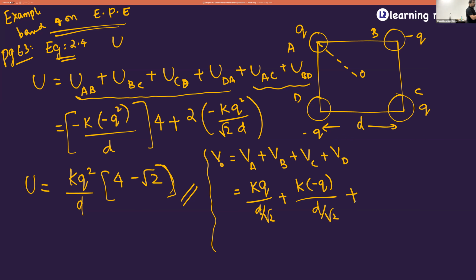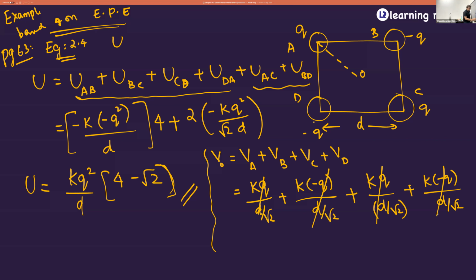Plus potential due to the charge at C. It is KQ divided by D by root 2 plus, what is the potential due to the charge at this point? K into minus Q divided by D by root 2. So what will the answer be? The potential at the center is 0.